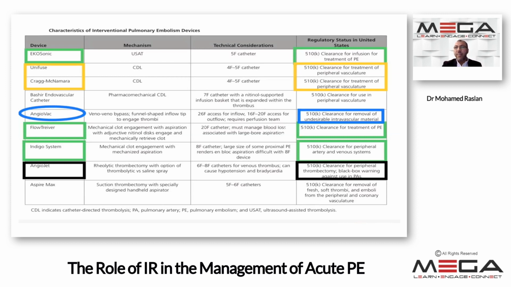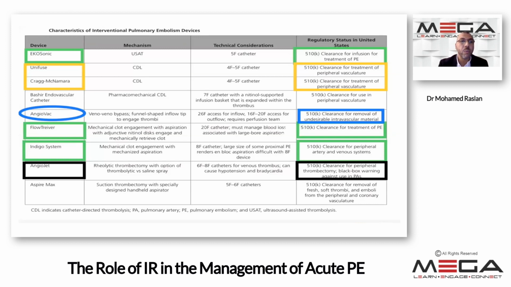Among these devices, only 3 had the FDA clearance for the use in pulmonary embolism. Namely, we have EkoSonic, we have FlowTriever, and we have Indigo system. We will go through them one by one. Important to say that there is a device called AngioJet. This device has a clearance for peripheral thrombectomy. However, it got a black box warning against the use in pulmonary artery from the FDA. This means it showed unjustified risk, so it was black boxed from FDA.